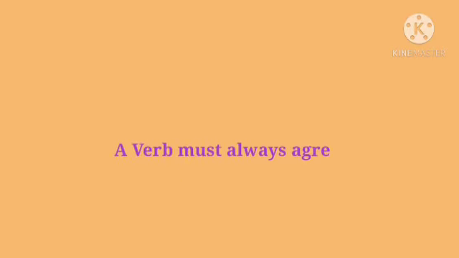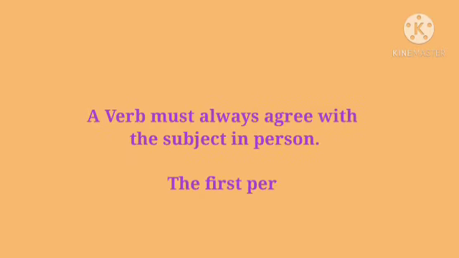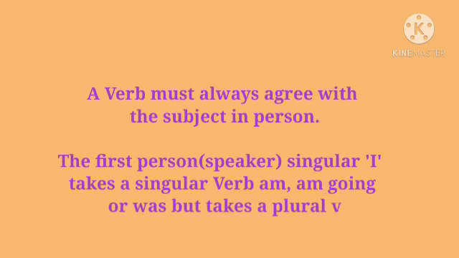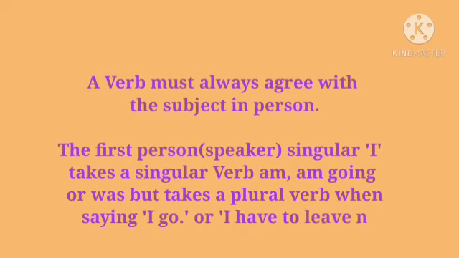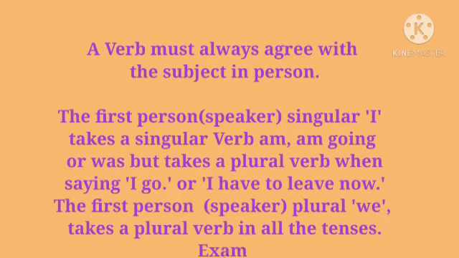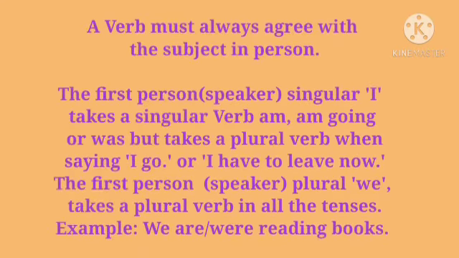We should remember that a verb must always agree with the subject in person. We all know that personal pronouns stand for three persons. The first person, speaker, singular I, takes a singular verb, am going or was, but takes a plural verb when saying I go or I have to leave now. The first person, speaker, plural we, takes a plural verb in all the tenses. For example, we are or we were reading books.